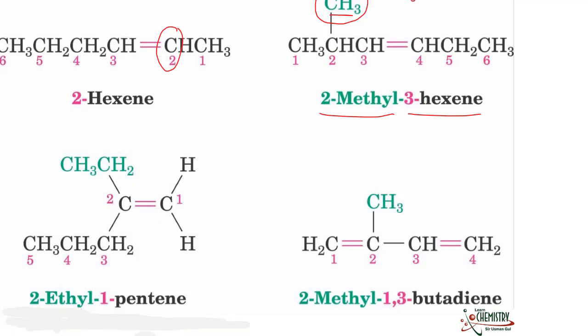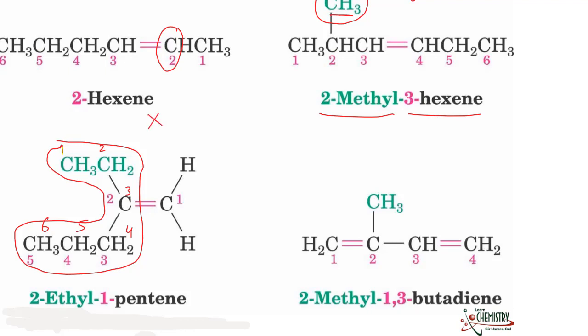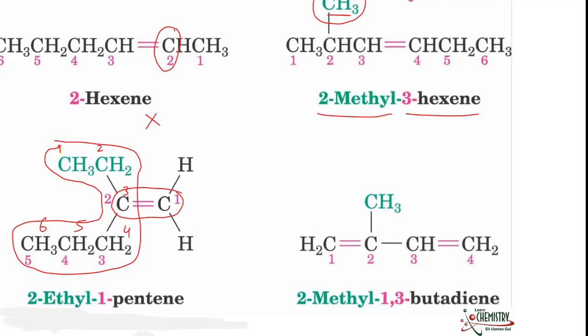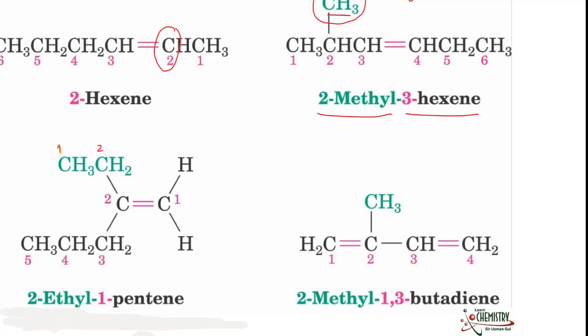Let's suppose I start by taking this carbon as carbon number 1, 2, 3, 4, 5, 6. So this will be the carbon chain. Can I take this as the longest carbon chain? The answer is no. Why? Because I am not including the carbon-carbon double bond in the chain. That is the reason I cannot take this as the longest carbon chain. So I will take the other one. I have already mentioned the numbering.